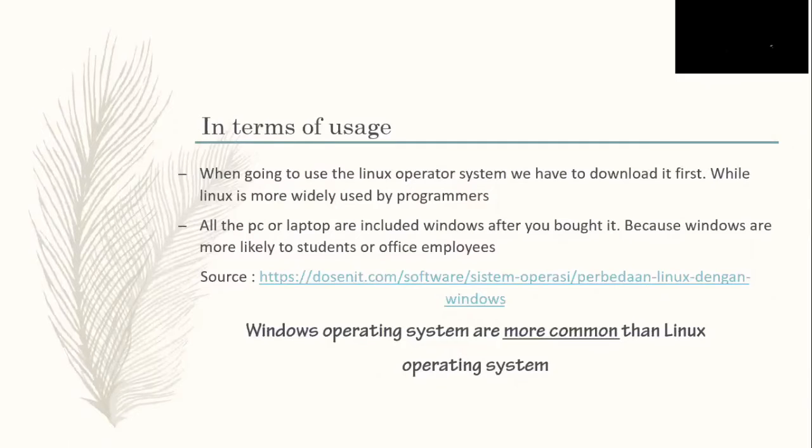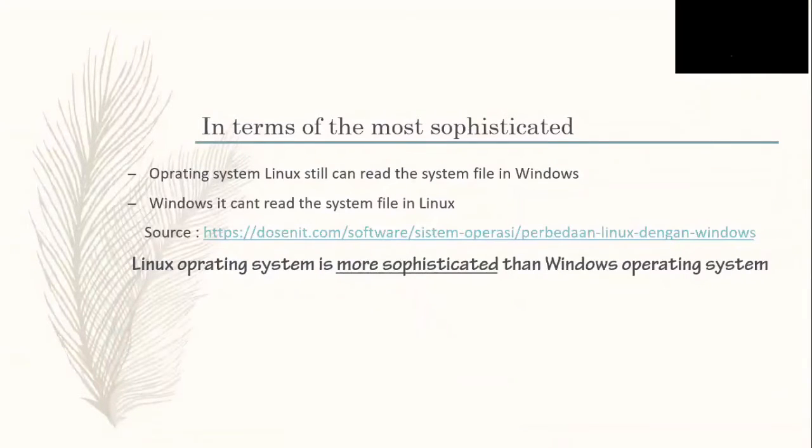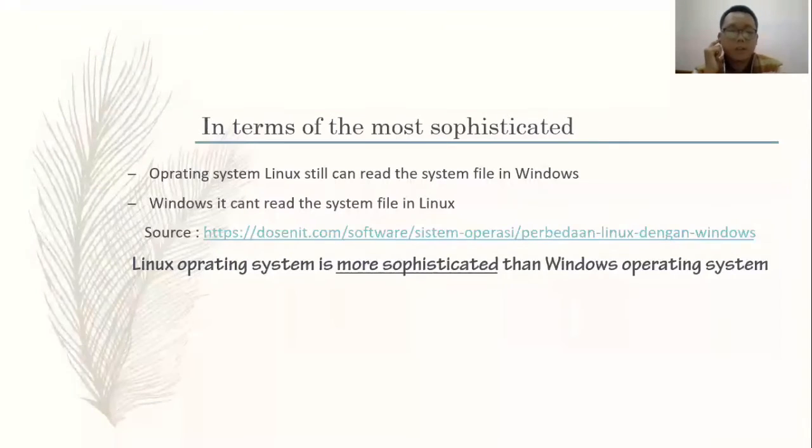The next slide will be continued by my friend. I will continue the presentation. So next is in terms of the most sophisticated operating system. Linux can still read the system files in Windows. Windows can read the system files in Linux. So the Linux operating system is more sophisticated than the Windows operating system.